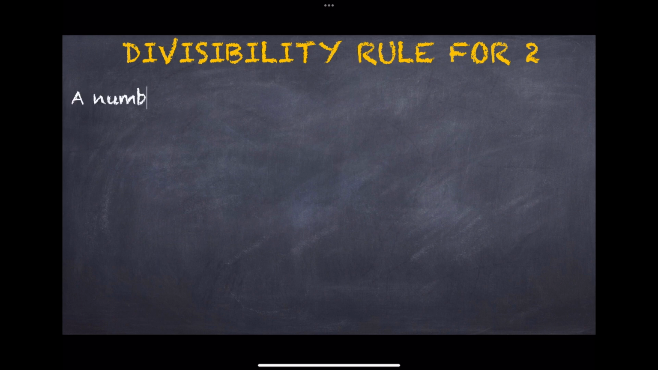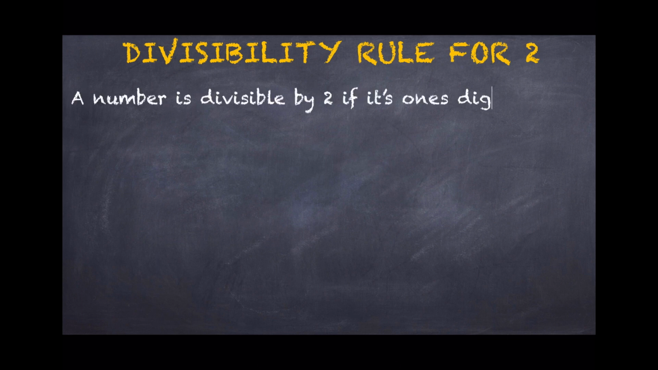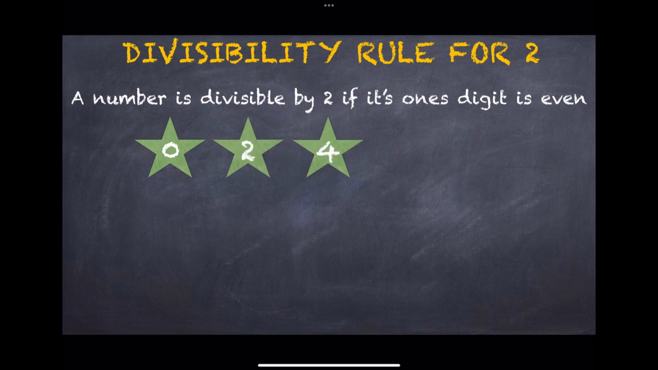Divisibility rule for 2. A number is divisible by 2 if its ones digit is even. If you have watched my previous video, then you would know what are even and odd numbers. If you haven't already watched that video, you can easily access it by using the link given in the description box below. So, any number ending with 0, 2, 4, 6 or 8 is an even number and such a number will be divisible by 2. On the other hand, a number ending with an odd digit, that is 1, 3, 5, 7 or 9 will not be divisible by 2.